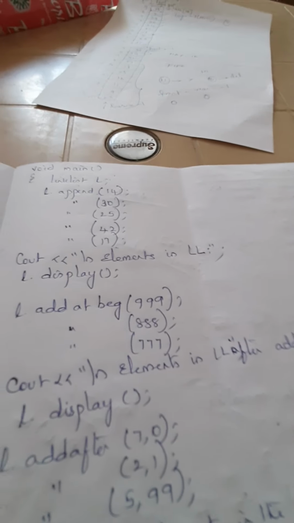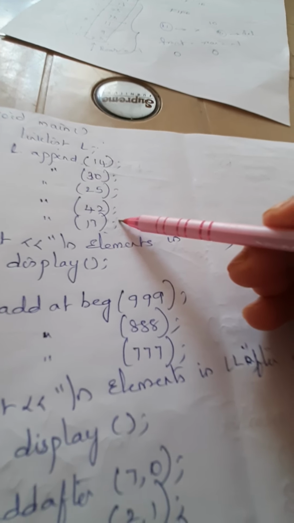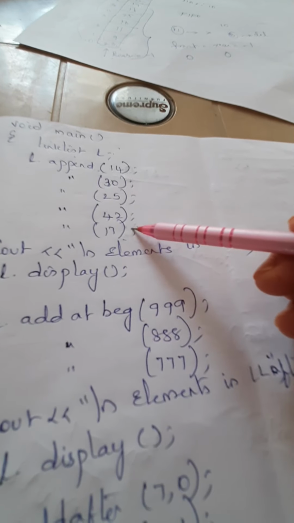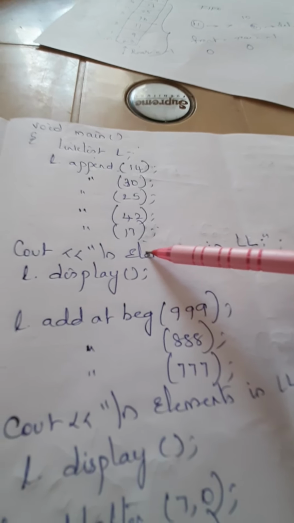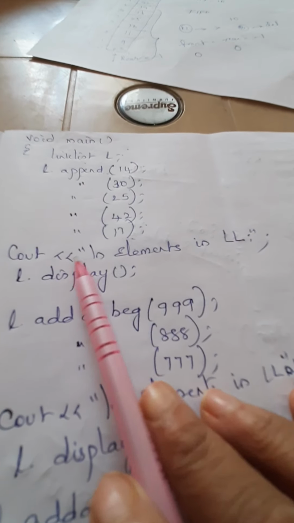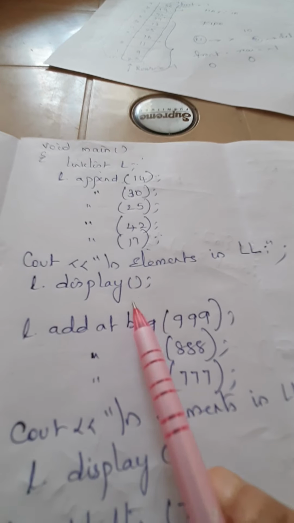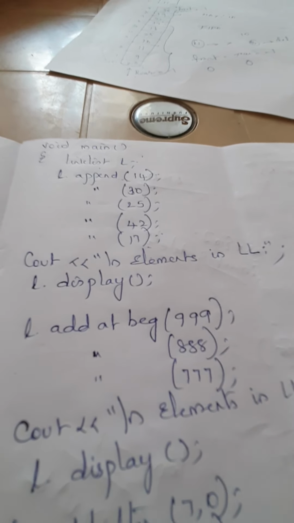Right, now after the appending, what I have to do? See, I have appended 5 elements. That means if there are any nodes, it will be added to those nodes. Otherwise, a new node will be created and 5 elements are being added to the nodes. After this, what I have to do? The elements in the linked list, l.display. You have to use the display function to display the elements that are present in the linked list.